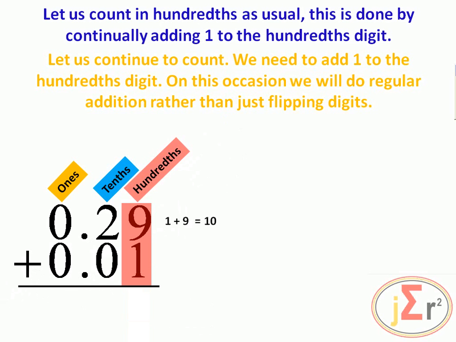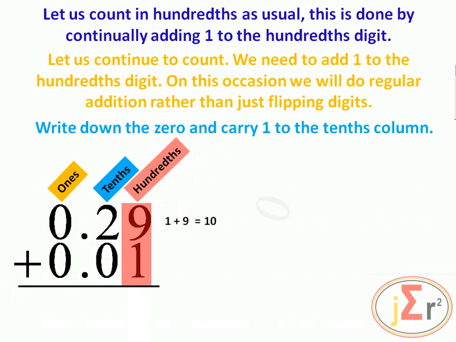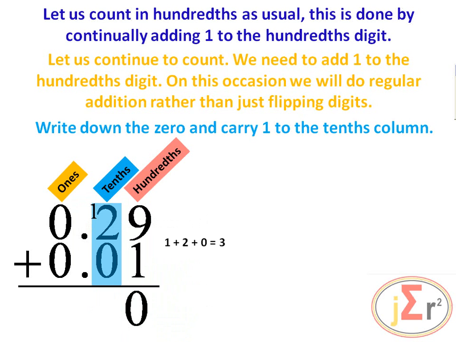1 plus 9 is equal to 10. And we do what? Put down the 0 and carry the 1. 0 will go right there, and the 1 will be carried. And then we have 1 plus 2 plus 0, and that's equal to 3. So when we get to 9 hundredths, if we continue counting, the hundredth digit will go to 0 and 1 will be added to the 10th digit.